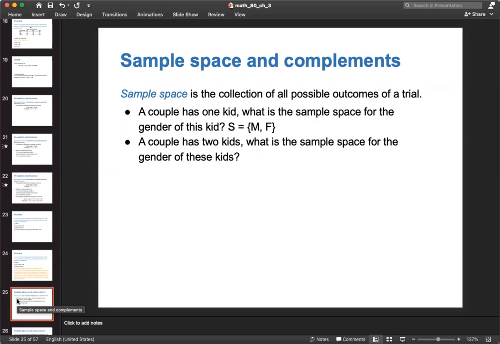And if a couple has 2 kids, the sample space of the gender of these kids is going to be either male-male, female-female, female-male, or male-female. And that makes sense. Those are all the possible outcomes. So if you choose 2 children from the population at random, they're going to be one of these in the sample space. That's where the randomness comes in, because we don't know which one they're going to be, but we at least know all the outcomes.